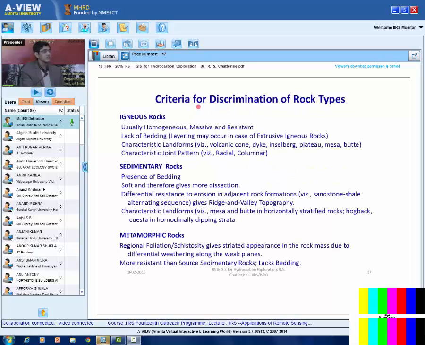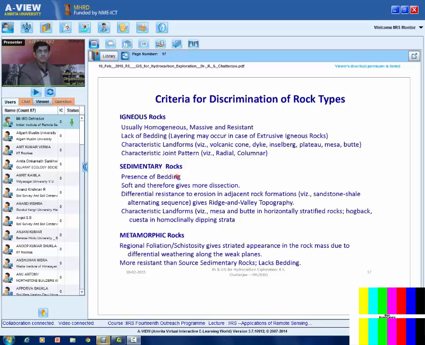Now, the first information is the criteria for discriminating rock types that I covered previously in the basic lecture on remote sensing interpretation for geology and geomorphology. Here, how can you identify broadly the igneous rocks, sedimentary rocks or metamorphic rocks? These are the criteria I have given earlier, so I am repeating again. For sedimentary rocks, what is very, very important? Bedding is very, very important. If you see that bedding is available in the rock, you can say that it is a sedimentary rock.